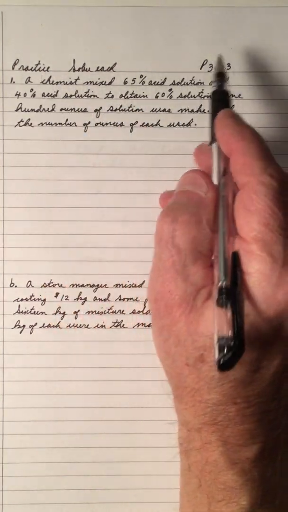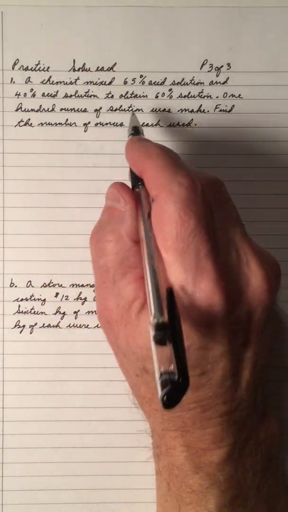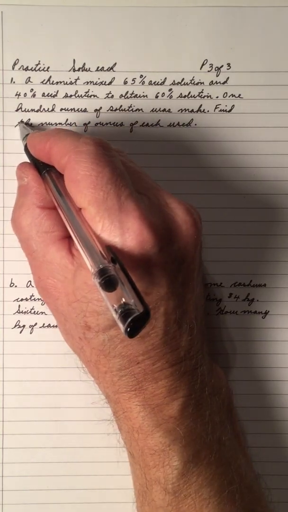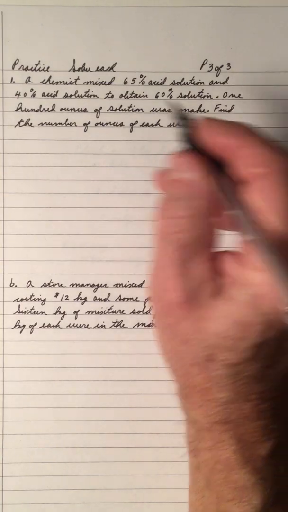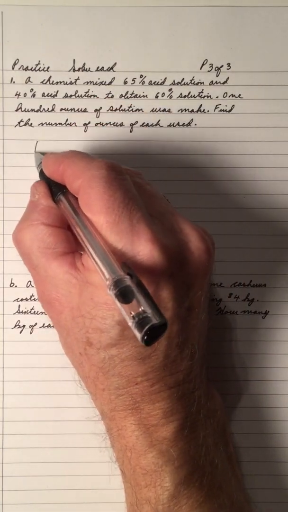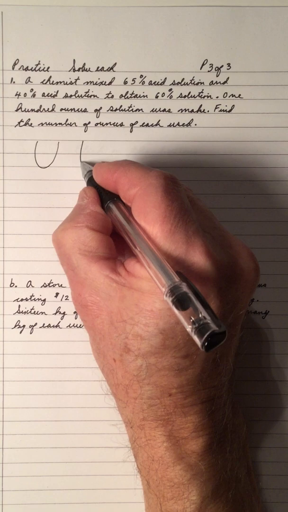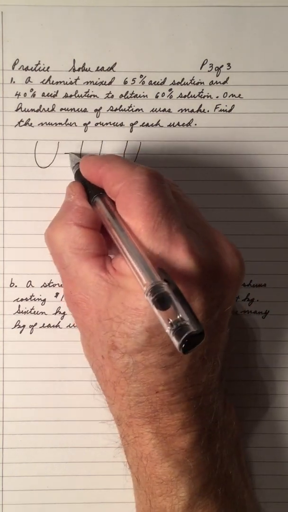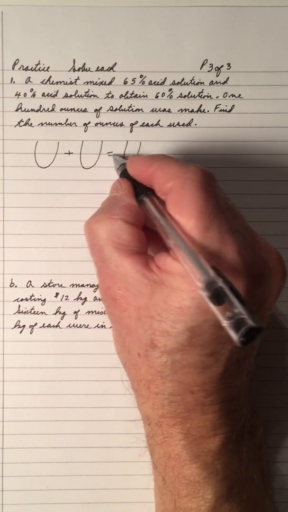It says practice. You can pause your video and work out this problem. Press play to see if your answer is right. The workings through. So here we go. We got a mixture. A chemist is mixing. So we got a bucket, another bucket or container, and another container. And we're adding these two containers together to get this one.